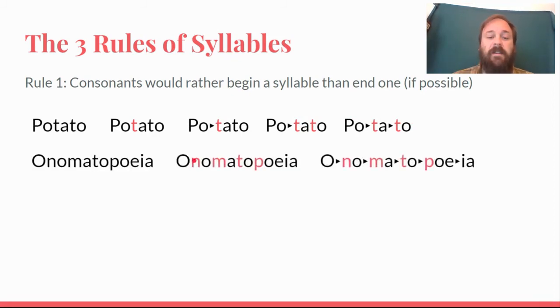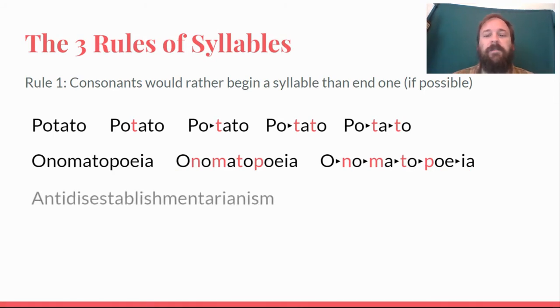All right, this one had 6, I believe. This N here, it would rather start a syllable than end one, so it's going to go to the next syllable. This M wants to start. This T wants to start. This P wants to start. All these consonants here, they want to start a syllable. And then that OE right there, that's one of those diphthongs that I was talking about. IA is another diphthong. 2 diphthongs in a row. So all of those consonants in there, they wanted to start a syllable, and they had the opportunity to.